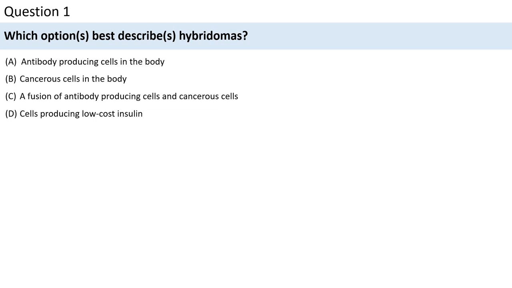Which options describe hybridomas? Option A is antibody producing cells in the body, option B is cancerous cells in the body, option C is a fusion of antibody producing cells and cancerous cells, and option D is cells producing low cost insulin. So we'll first check what hybridomas are. To understand hybridoma, we'll look at the technique, hybridoma technology.